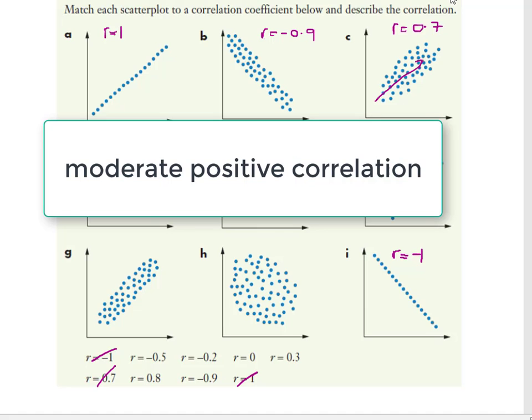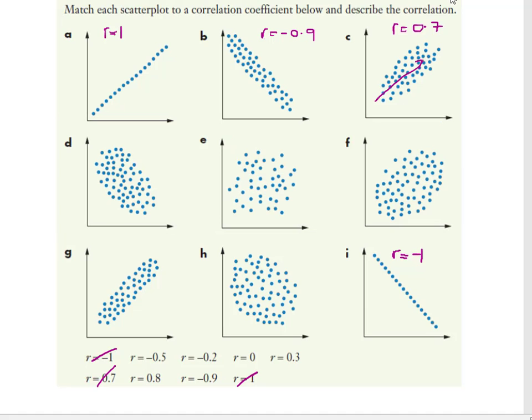Positive because the dots are going in a positive direction. I can almost put a straight line through them. And it's not as strong as 1. It's slightly weaker than B as well, so 0.7.